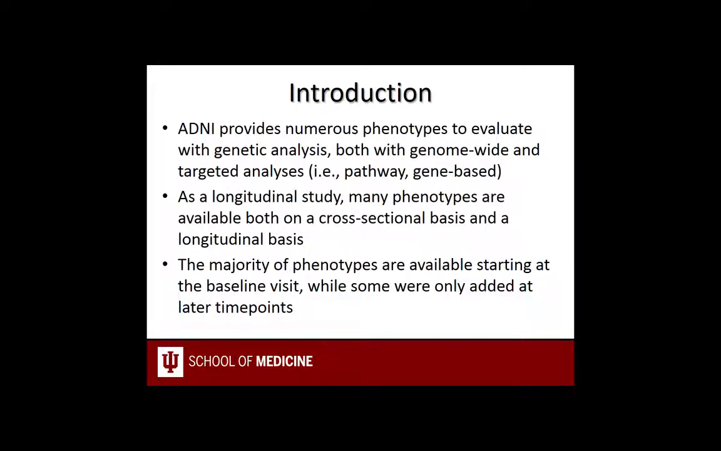So many of you may know that ADNI provides numerous phenotypes to evaluate genetic variants that might be associated with disease. It's a longitudinal study, and so many of the phenotypes, although maybe not all, are available both on a cross-sectional and a longitudinal basis. The majority of phenotypes are available starting at baseline and then at various points afterwards, which I'll discuss in a little bit. There are a few different types of phenotypes that were actually added later on in the study, so they aren't available at baseline, and so you have to pay attention to when these phenotypes were evaluated.